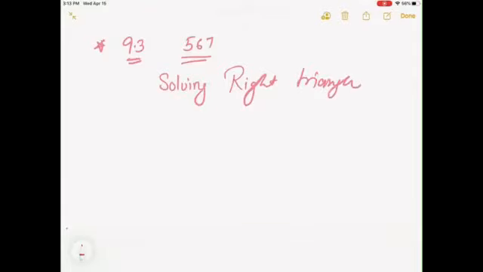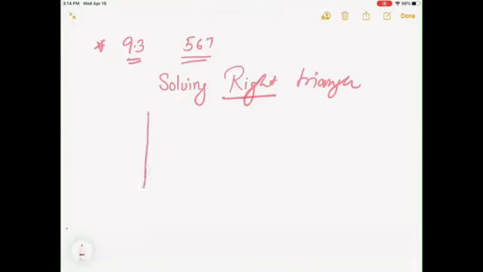When it comes to solving right triangles, the idea is we just have to solve for all missing angles and all missing sides. Or you could just say all three angles and all three side lengths. If I say right triangle, you're just solving for two angles because one of the angles is already 90 degrees. So basically it's solving for two angles and three side lengths.